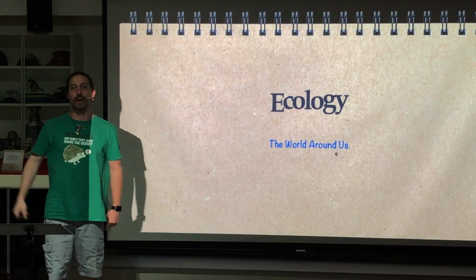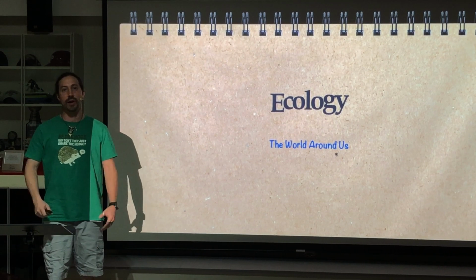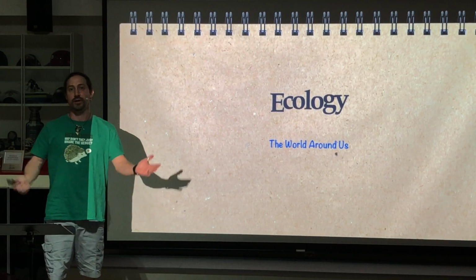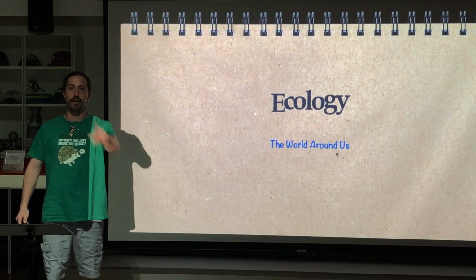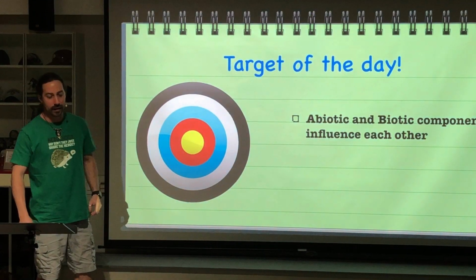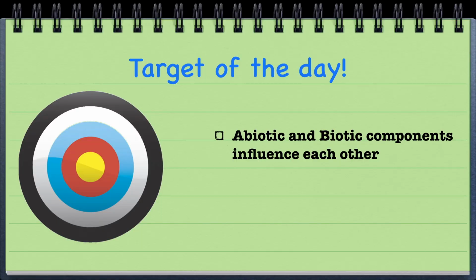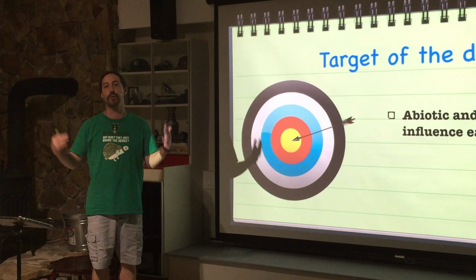How's everybody doing? Today we are starting a new unit on ecology. So, without any further ado, let's begin. The key is, today we're just going to be looking at the two different components that exist in the environment. Those are the abiotic and the biotic components, and we're going to be looking at how they influence each other.